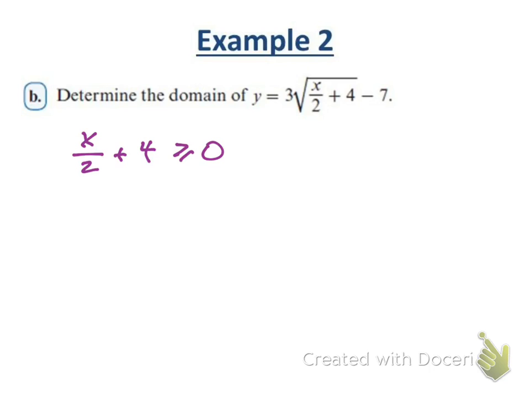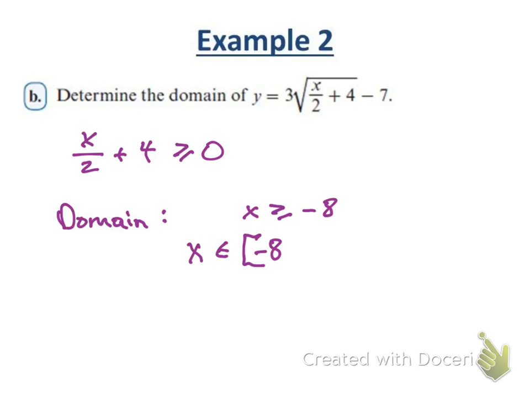Now it becomes a really, really easy equation to solve, right? Move the 4 over. It's -4. Multiply by 2. The domain is the set of all x values such that x is greater than or equal to -8. We don't have to do this, but you really need set notation if you did that. What's the interval notation for that? X is an element of this set from -8 to positive infinity. Okay?